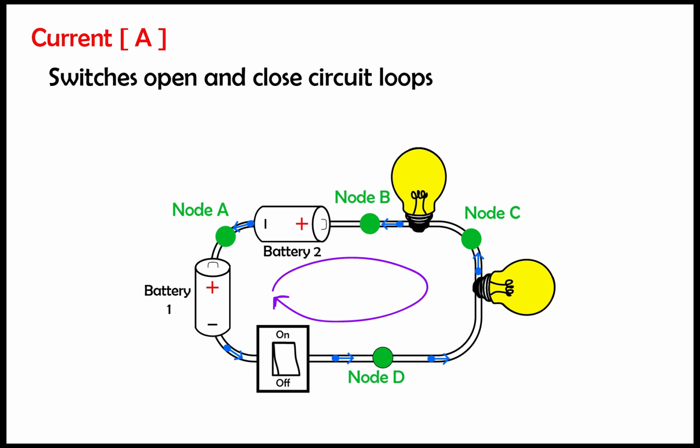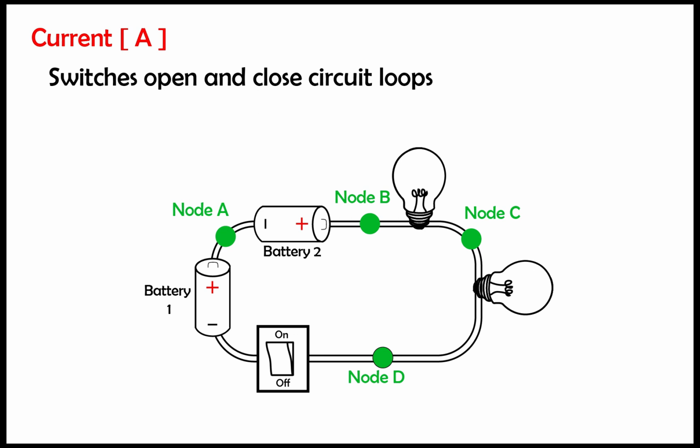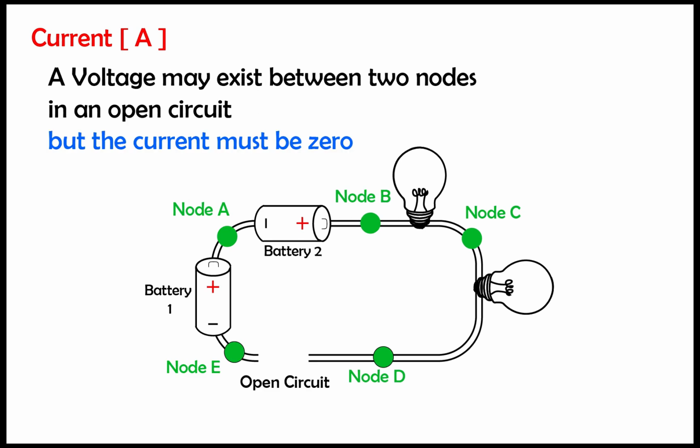Nodes in an open circuit can have different energy levels, therefore a voltage. But no current can flow in an open circuit. Electrons just don't have a path. In our example, a voltage VED may be greater than 0 volts, but no current flows from E to D. In fact, no current flows anywhere on this circuit because we do not have a closed loop.